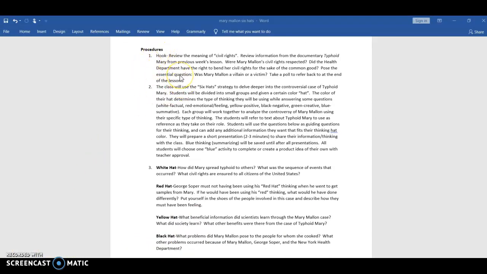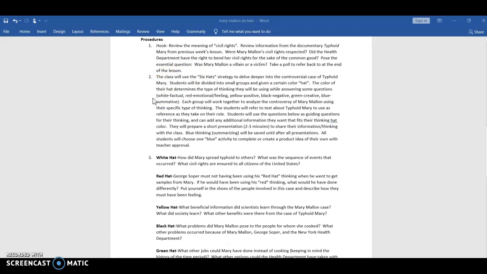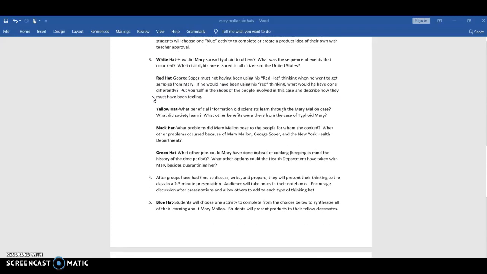Some preloading of information is that there would be a couple of activities for a discussion on civil rights, the Bill of Rights, and students will also be watching a video to gather some background information about Typhoid Mary. But then they break into their groups using the aforementioned strategy. White hat, red hat, yellow hat, black hat, green hat.